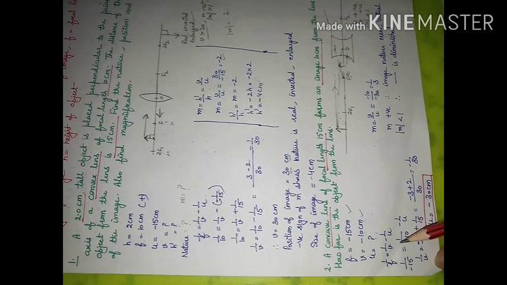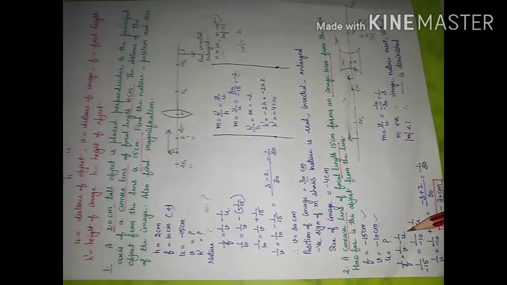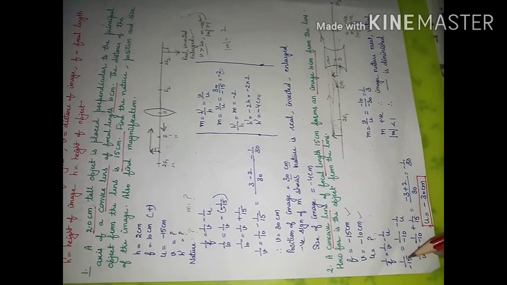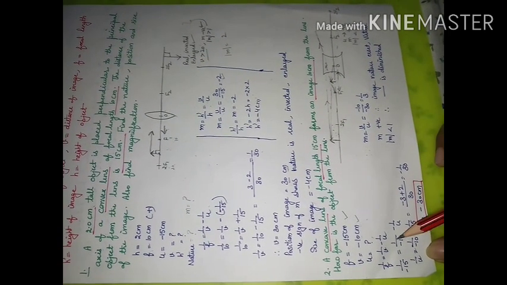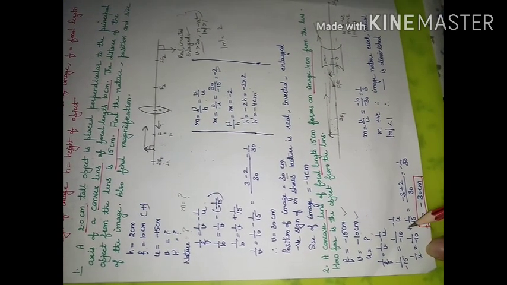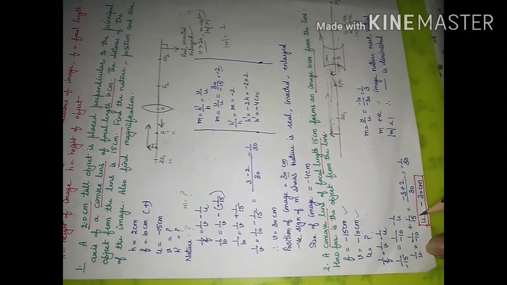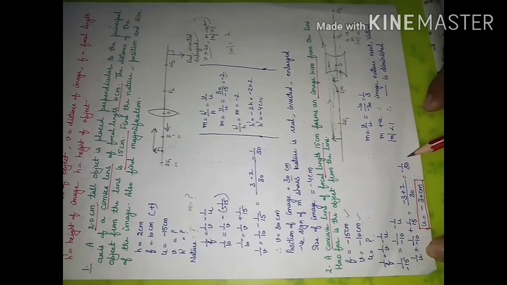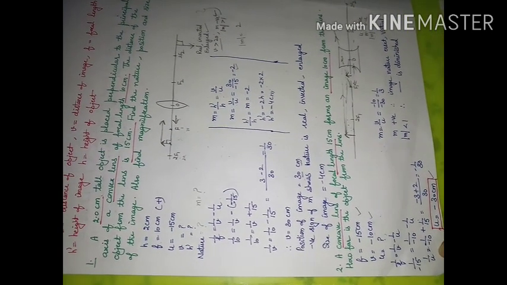So when we are using lens formula, 1 upon f is equal to 1 upon v minus 1 upon u. Put value of f minus 1 upon 15, value of v 1 upon minus 10 minus 1 upon u. So when you will solve it, 1 upon u will be equal to 1 upon minus 10 plus 1 upon 15. This is minus 1 upon 30. So u is going to be minus 30 centimeter.